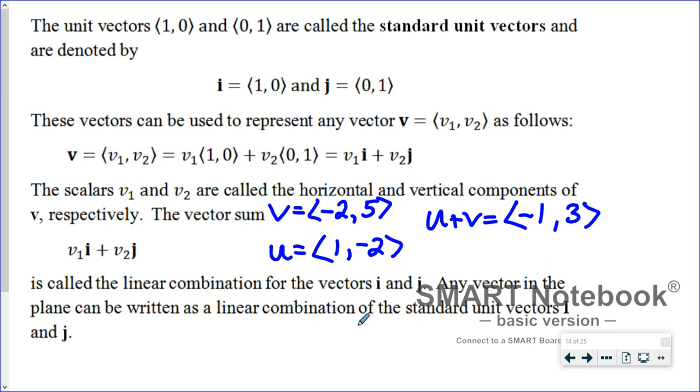It's also important to note it graphically. If we were to graph these vectors, negative 2, 5, remember we're always starting from the origin. So negative 2, 5 would be somewhere up here. This would be my vector v. And 1, negative 2 would be somewhere down here. This would be my vector u.